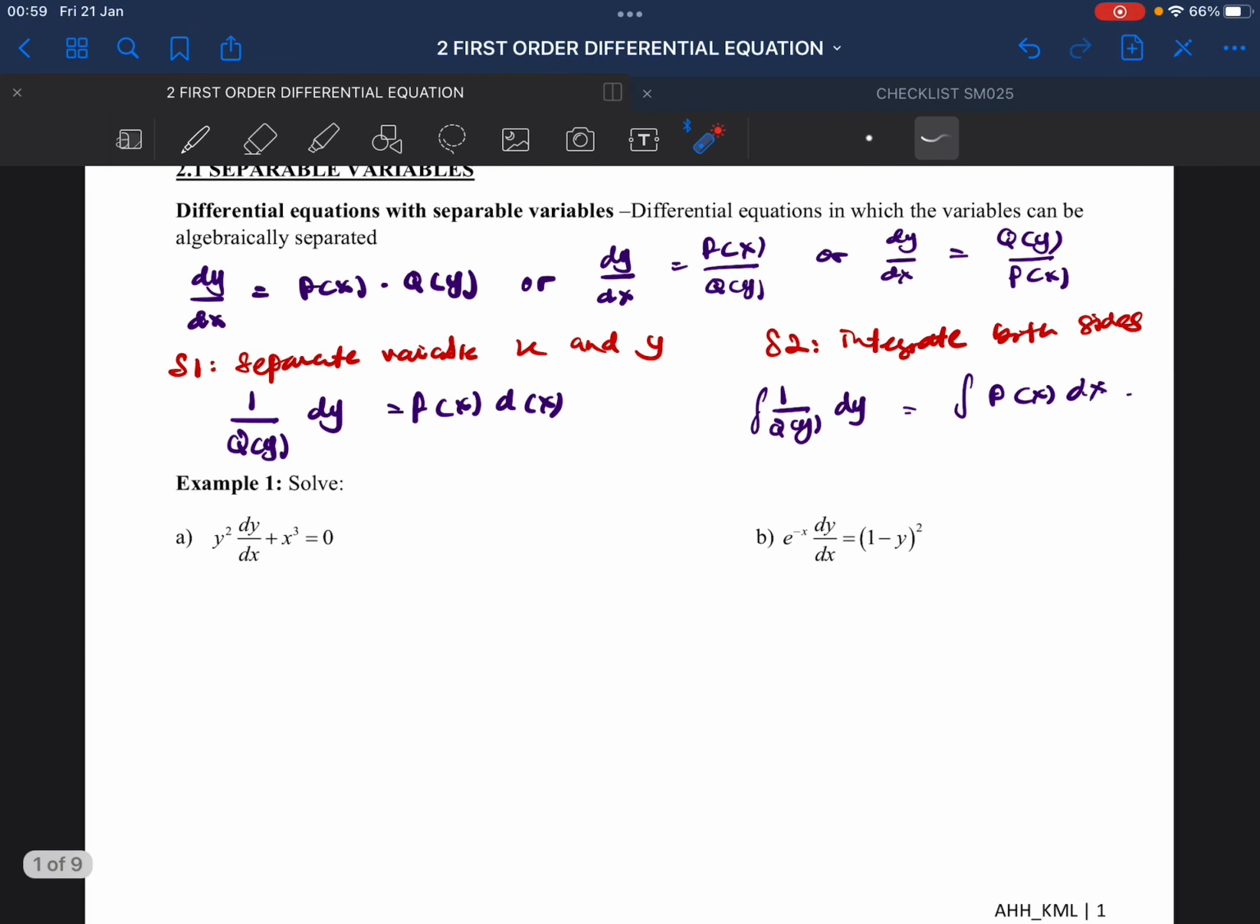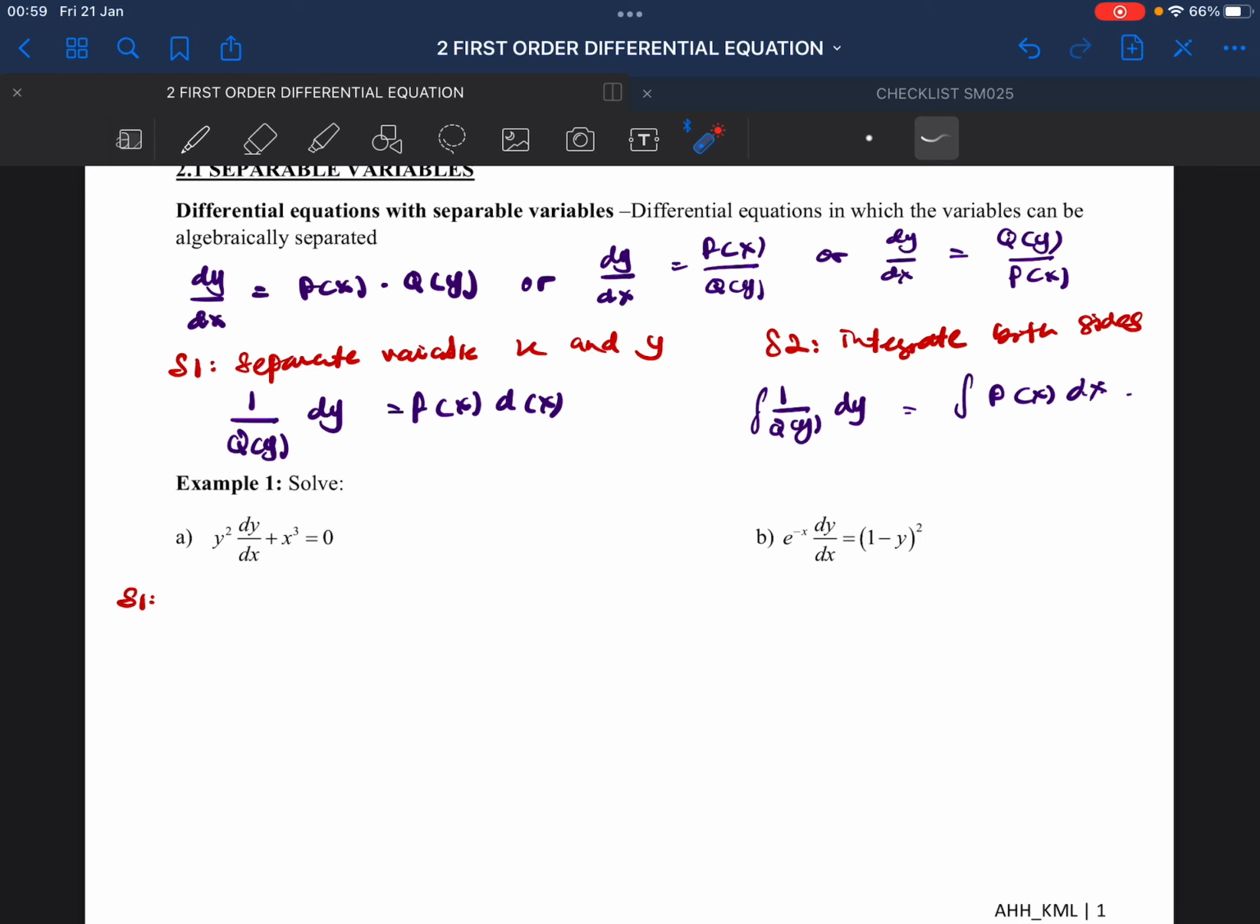Okay, so let's say example 1. Question gives us y square dy over dx plus x cube. So we are going to solve this by using separable variables. So the first step here is to separate x and y. Let's put y on the left side, your x on the right hand side.